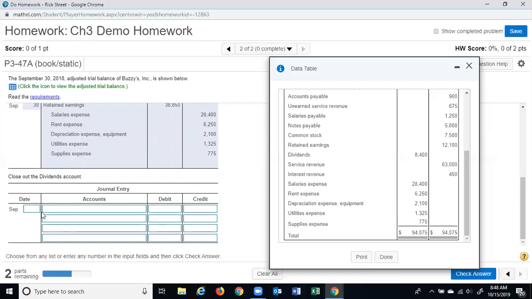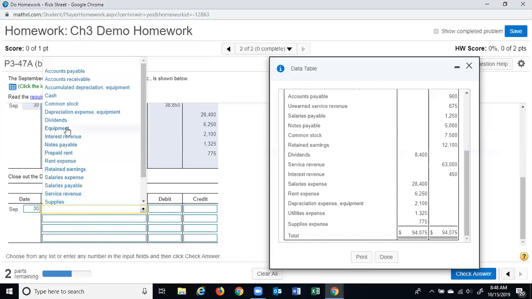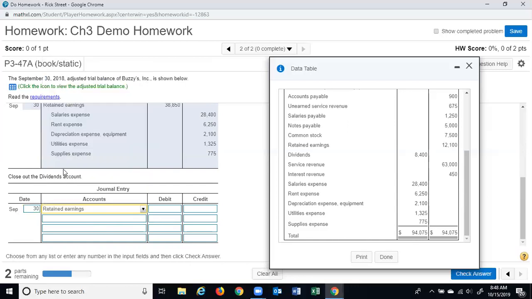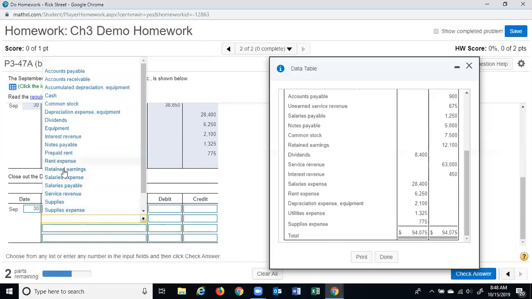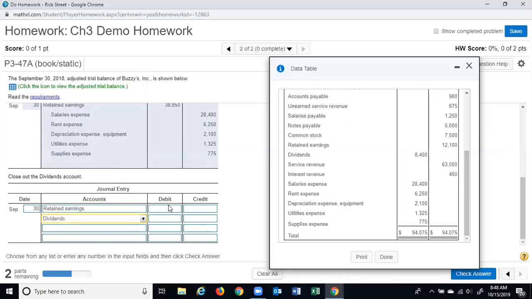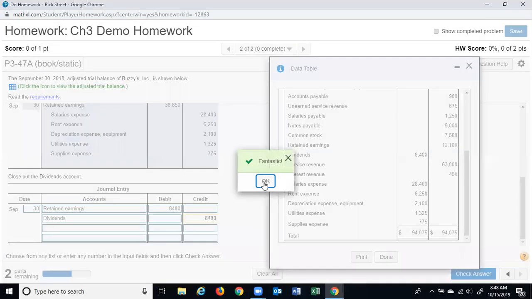Okay, the last step in the closing is a very simple one. We close out the dividends. Now, dividends function a lot like expenses, but they're not expenses. It has a debit balance, so we're going to credit retained earnings for that balance. And we'll go ahead and put dividends in here since we're here. And retained earnings will be $8,400. And dividends will be $8,400. Check our answer. Okay.